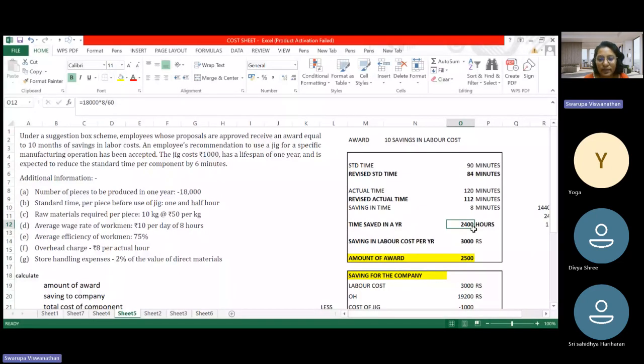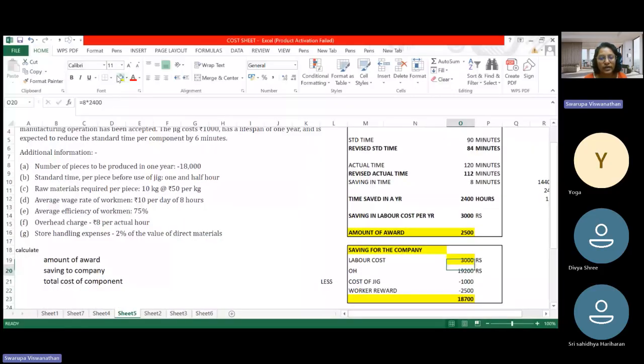So with respect to labor, we have calculated the saving in the labor cost is 3,000 rupees. Okay, 10% of the savings in labor cost will be given as a reward, 2,500. So savings in labor cost is 3,000. In that 2,500 will go as worker reward. So what will be the net amount, net saving for the company? It will be 3,000 minus 2,500. With respect to labor, they will save 500 rupees.